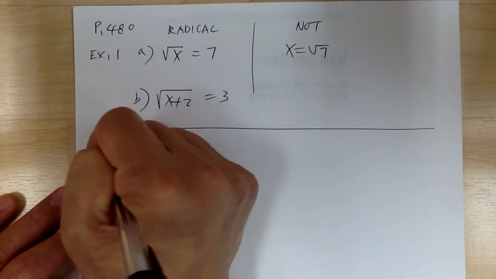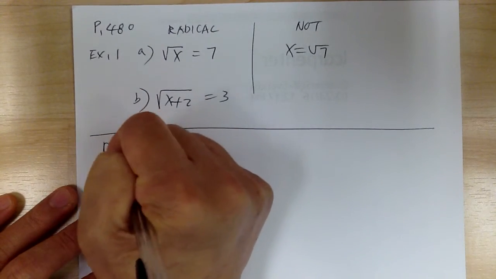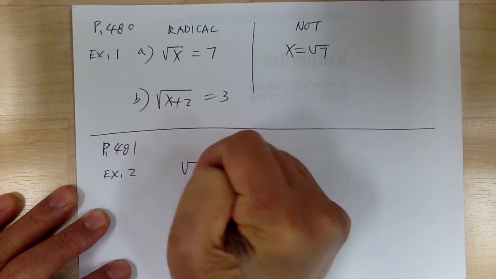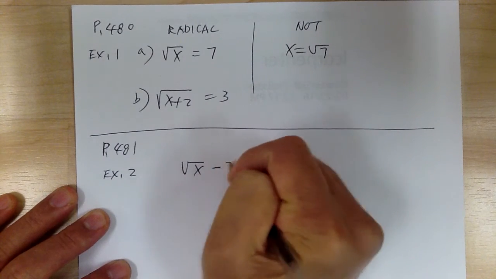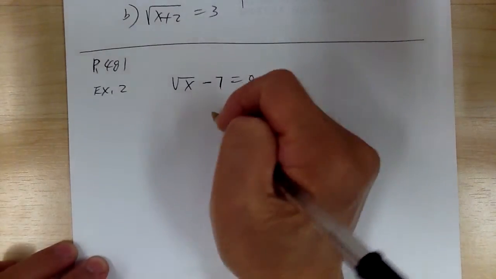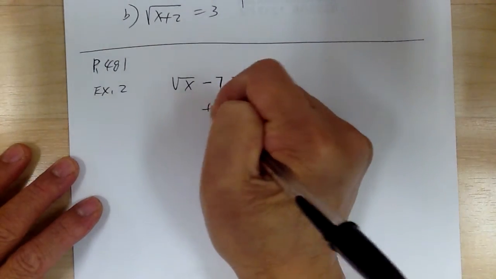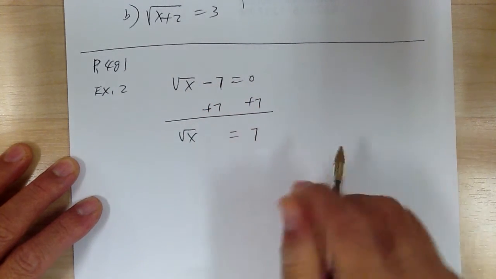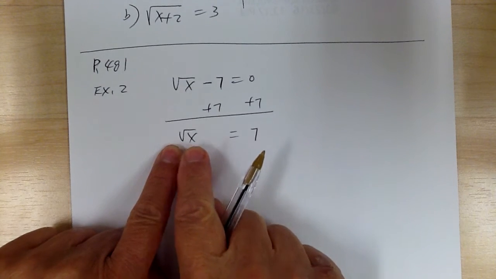Okay, so let's go to example 2. You have square root of x minus 7 equal to 0. The key to solving a radical equation is, if there are more than one radical, you want to focus on one at a time. So focus on a radical and you want to get the radical by itself. So get the square root by itself. Okay? So you want to get rid of all the other stuff. So plus 7 on both sides. So you got square root of x equal to 7. Right? So again, the key is get the square root by itself.